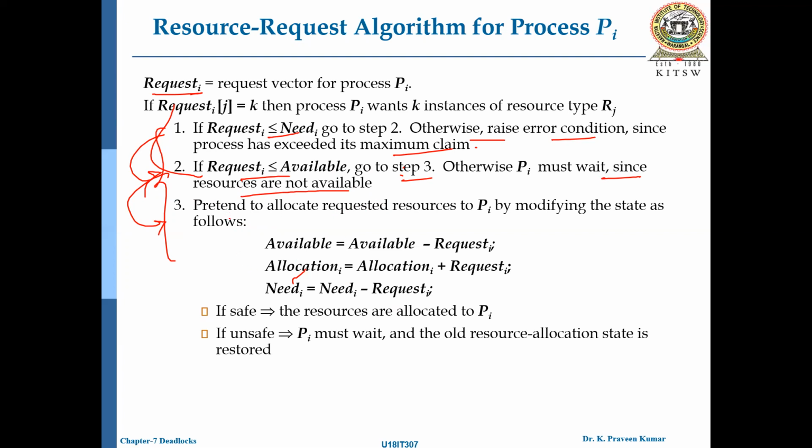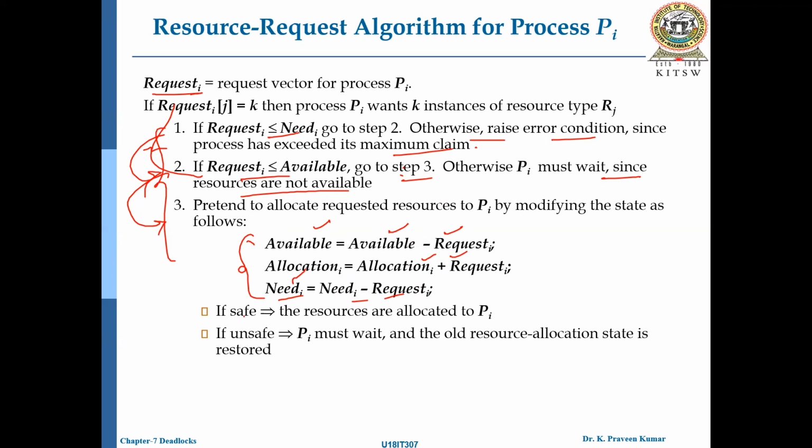And what is step 3? Have the system pretend to have allocated the requested resources to process Pi by modifying the state as follows. How is it going to change? Available equals Available minus Request, Allocation of i equals Allocation plus Request, and Need equals Need minus Request.